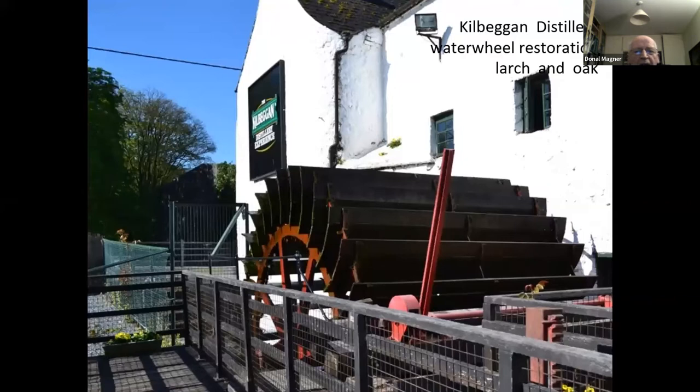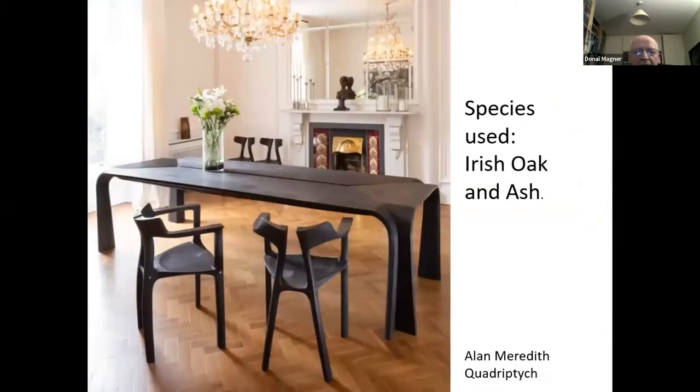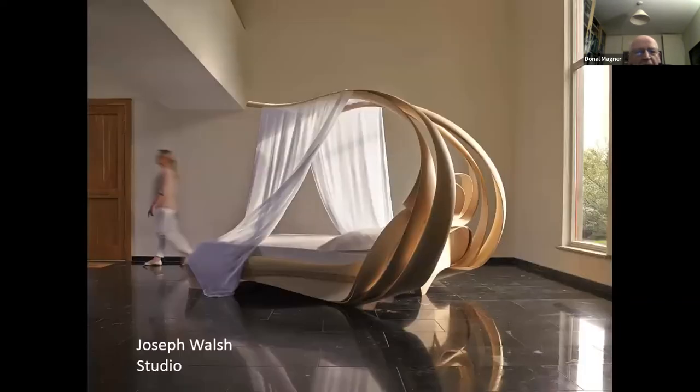This is the water wheel in Kilbeggan Distillery, and again it's larch and oak combined. And again, Alan Meredith, who uses Irish oak and ash. Anybody familiar with Joseph Walsh's studio down in West Cork outside Kinsale will see that he is using, unfortunately, imported ash, and that's going to get scarcer as the years go on.